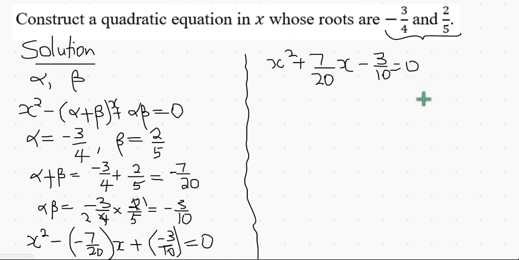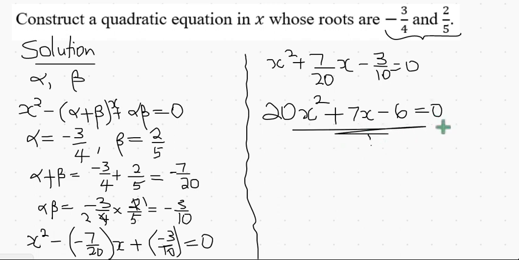Alright, so here is the equation, but we would not like to leave it like this. We don't want to see fractions. We don't like seeing fractions in the quadratic equation. So the simple thing you need to do is multiply each term by the LCM of the denominators, which is 20. So here is 20x squared plus, when you multiply 20 by 7 over 20, your answer will be 7x. Multiply 20 by 3 over 10, that will be 2 times 3, which is 6, equal to 0. So this is the final equation whose roots are minus 3 over 4 and 2 over 5.